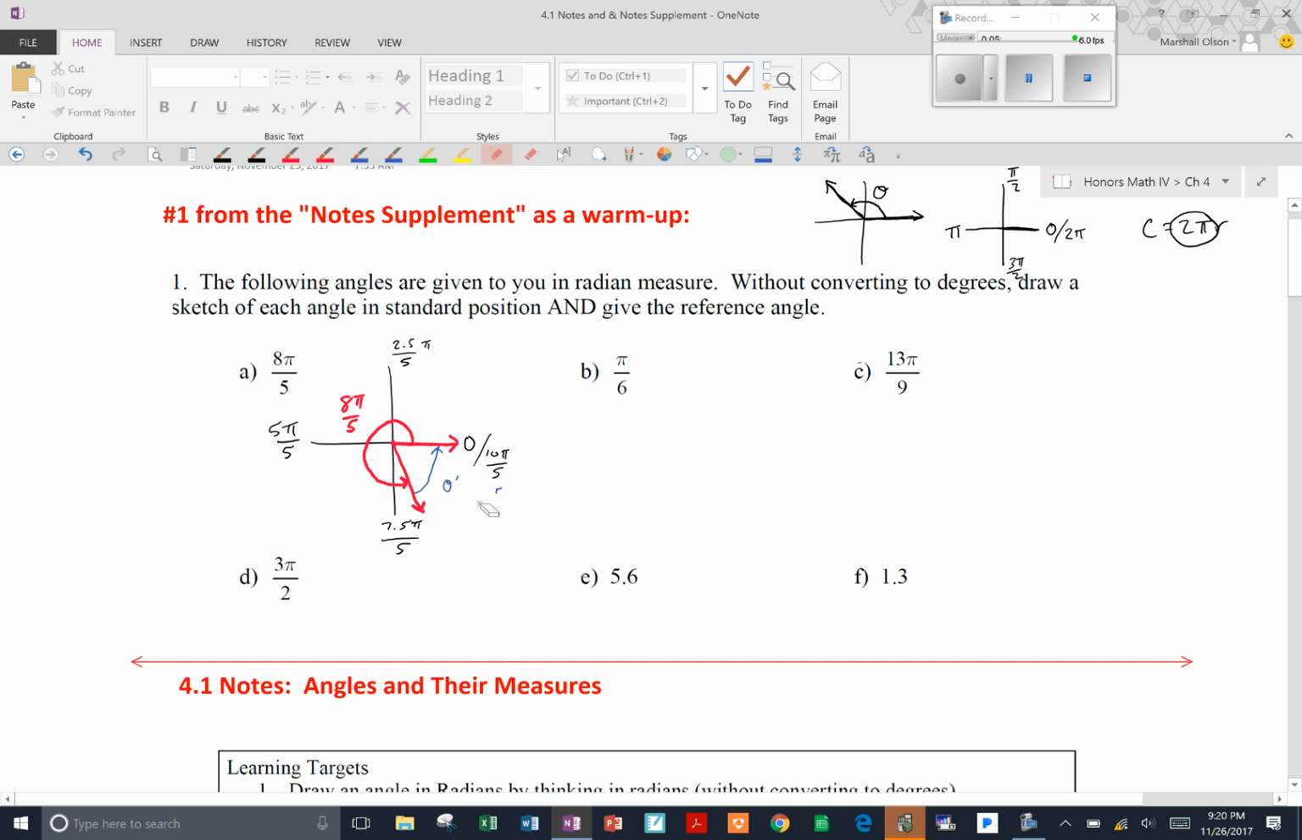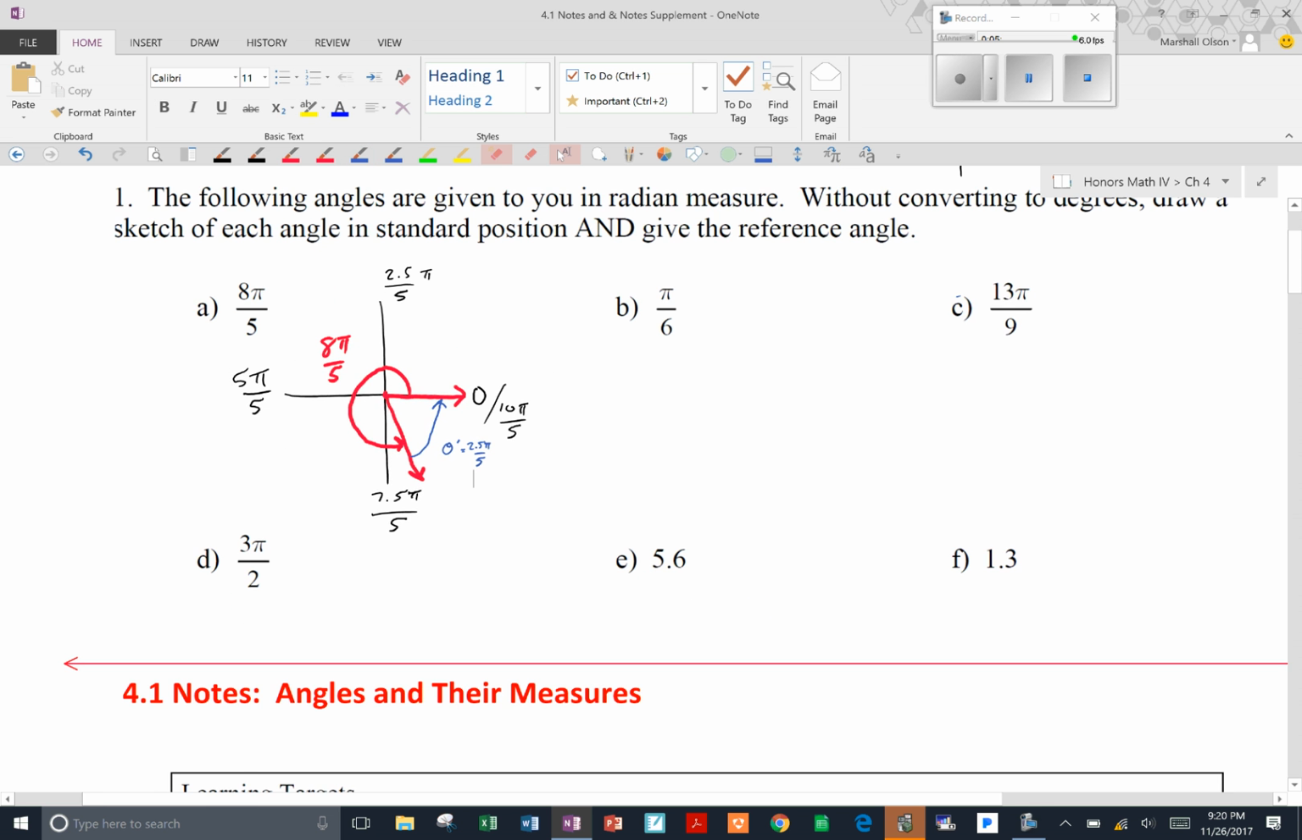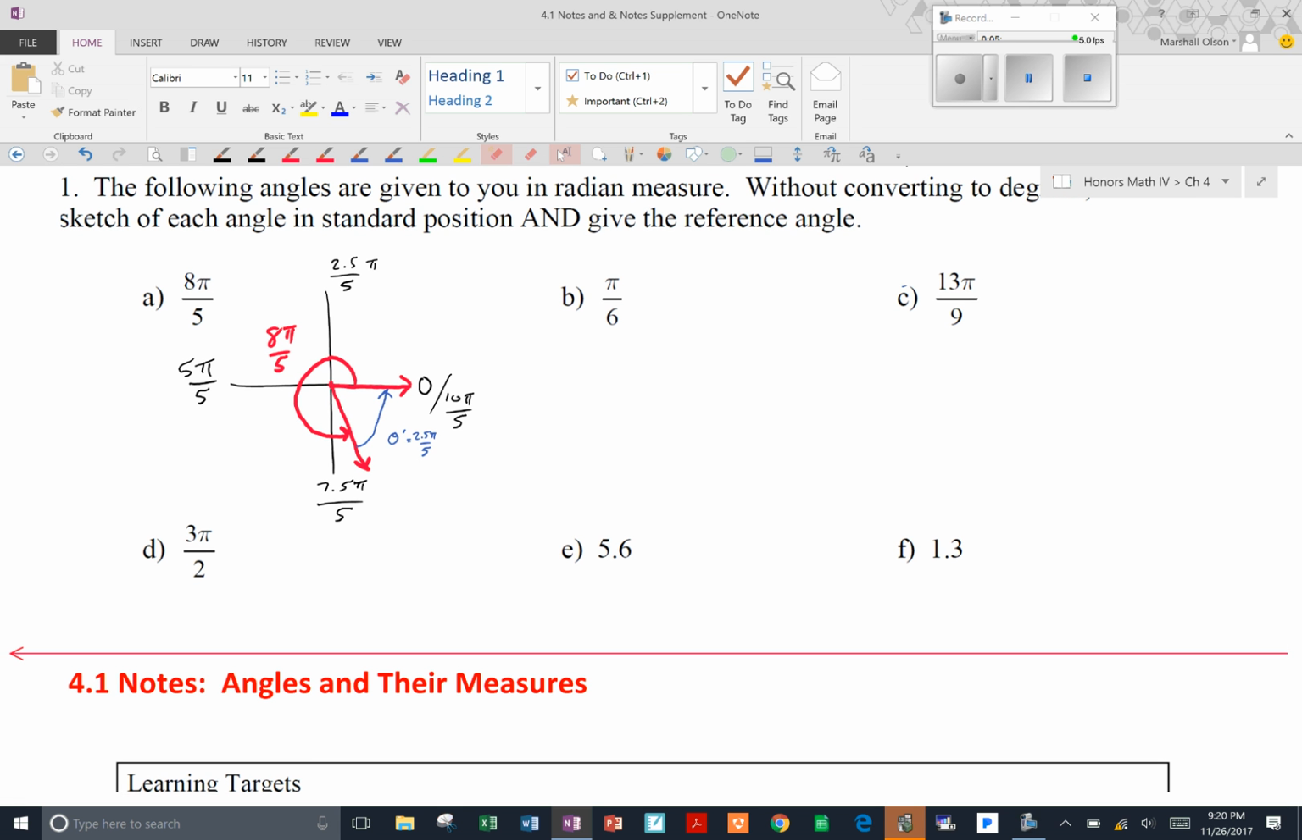Let me zoom in a little bit here so I can write a little bit nicer. Our reference angle here, the angle back to the nearest x-axis, would be 2.5 pi over 5. Okay, now they're not even asking for that here, but I'm just trying to remind you of some of the things that we learned in Algebra 2. All right, the next angle measure is pi over 6.